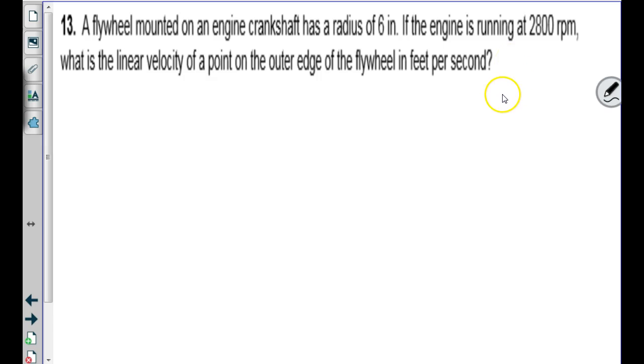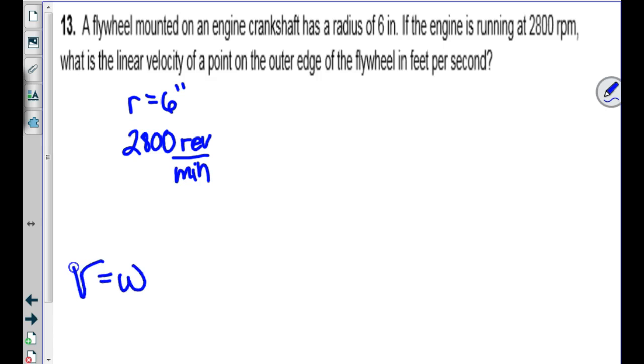All right. This is a quiz question, something like this. What do we know to start with? Anybody tell me where to start? Okay, we can write the radius is 6 inches. What else do we know? 2,800 RPMs, or rotations or revolutions per minute. Okay, I want a linear velocity, so I'm going to end up using this formula, but do I have an angular velocity yet? I don't know about backwards.